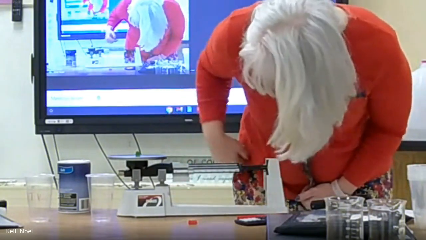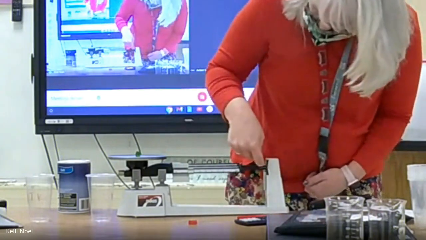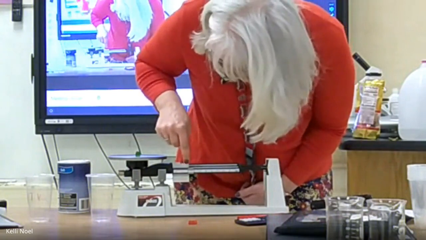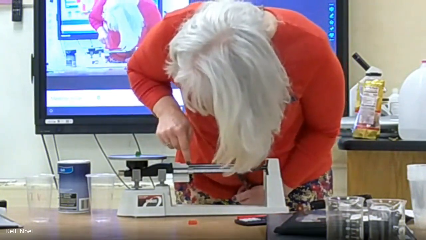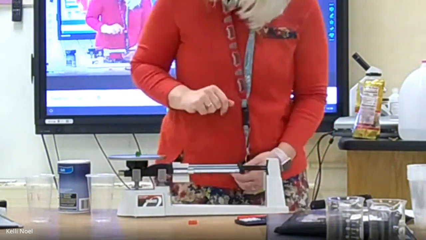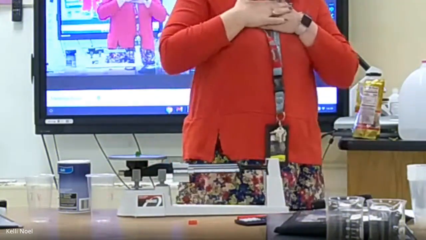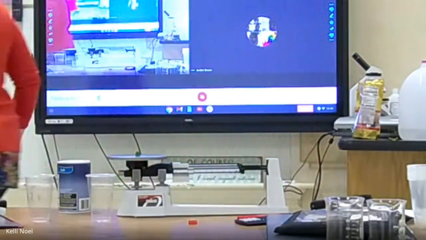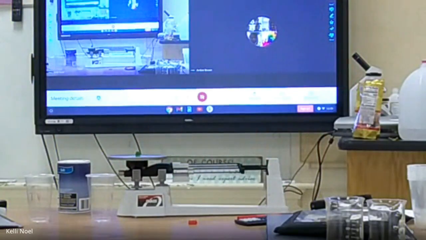Oh, I think I did it. Okay, so it's back balanced. The line is on the 0 here, so I'm gonna try to read this upside down. It went past the 2, and I'm on the 1, 2, 3, 4th mark, so that's gonna be 2.4 grams for mine. You don't write that, because each of you is gonna measure your own. So my green gummy is 2.4 grams.